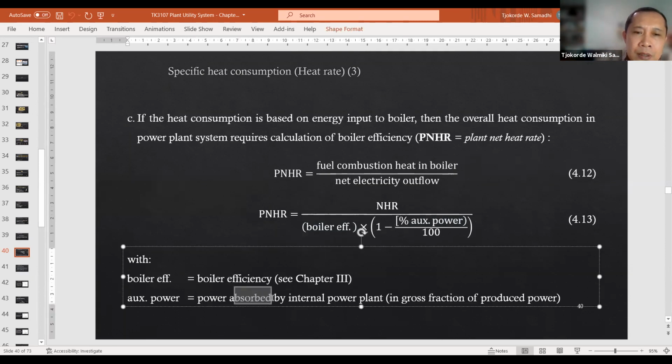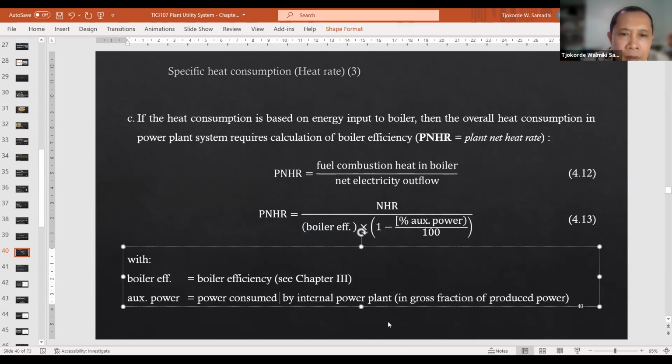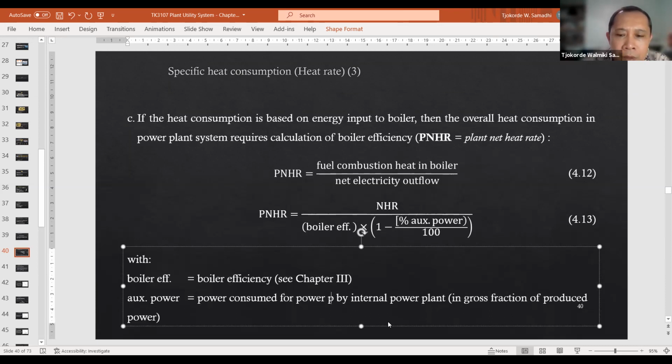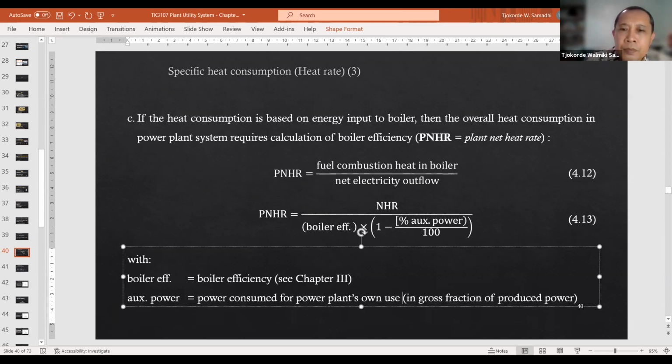That's not a very good wording. So power consumed by the power plant for its own use. There you go. Okay, as a fraction of gross produced power. So it's fraction of the, there you go, gross produced power.